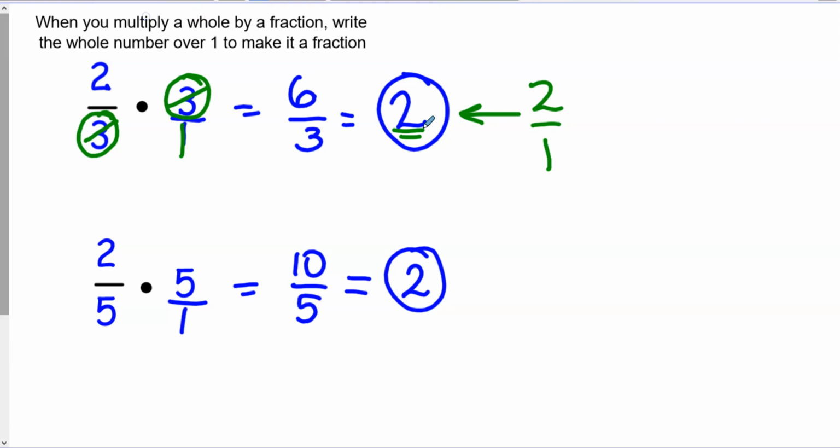Same answer. Same thing is true in this second example. This 5 on the top and this 5 on the bottom, because they're the same and one's on the top and one's on the bottom, they cancel. What's left is 2 over 1. 2 over 1 is the same as 2.